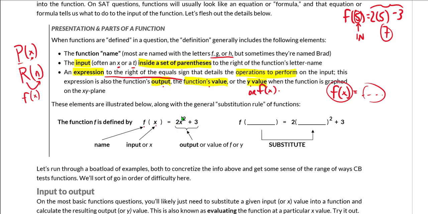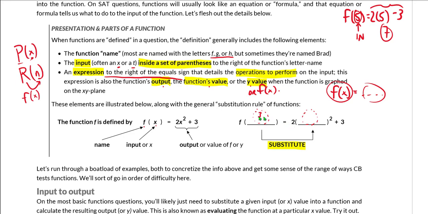Again, this is the set of instructions telling us what to do to the input. We're going to square the input, multiply the input squared by 2, and add 3. And the name of the game on the vast majority of the simpler function questions is substitution. Usually, we are going to take whatever is in this position, which again is the input or x position, and substitute it into the right-hand side of the equal sign wherever the input, the x, appears.